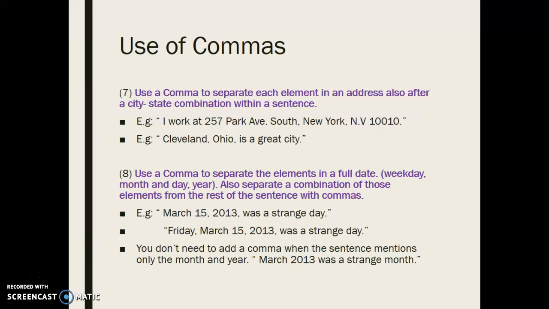Use a comma to separate the elements in a full date: weekday, month and day, also year. You also separate a combination of those elements from the rest of the sentence with commas. So just like that last piece, March 15th, 2013, was a strange day. The March 15th, 2013 is separate. You also need a comma to separate it from was a strange day. There is an exception to this rule where if you only have a month and a year, you don't need a comma to separate the two.